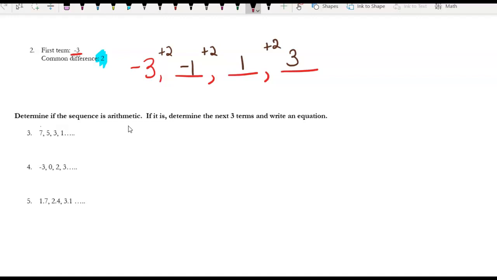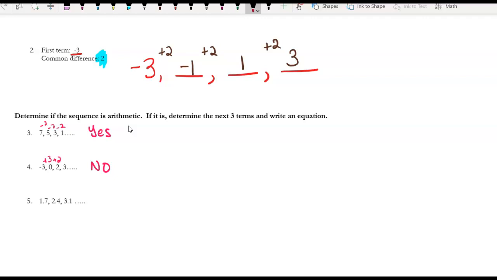Okay, so this one: minus 2, and then it minuses 2, and then it minuses 2. So this is a yes. This one here, to get from negative 3 to 0, you add 3. And to get from 0 to 2, you add 2. You see how those numbers are different? So this is no. It's not an arithmetic sequence.